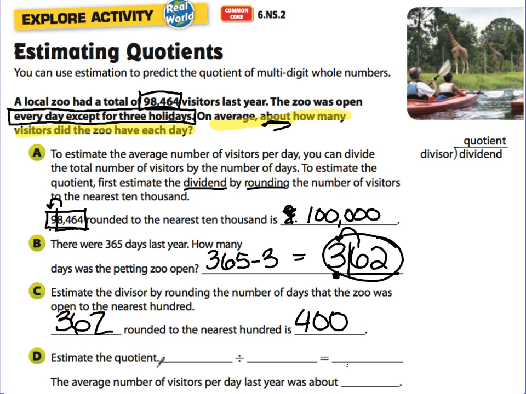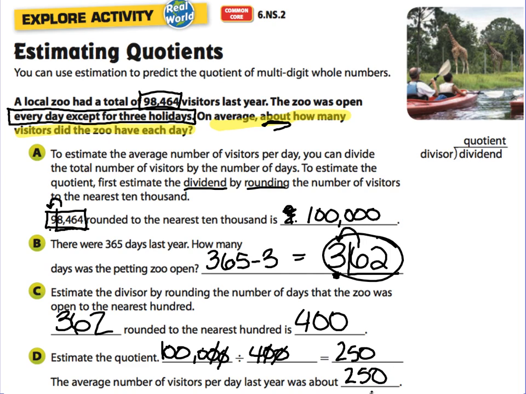So then now we're going to estimate the quotient by taking our estimated or rounded numbers of 100,000 and dividing that by 400. Every 0 in the divisor cancels out a 0 in the dividend. So we're actually doing 1,000 divided by 4. I can use long division, but when I do that, I get 250. Okay, so on average, there were 250 visitors per day. About 250.